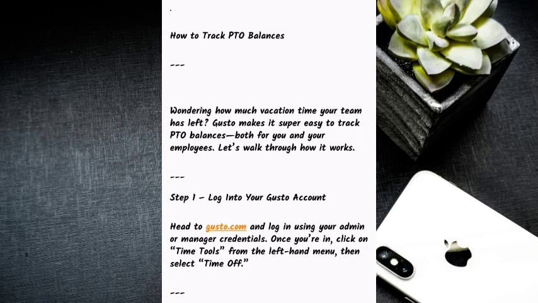Step 1, log into your Gusto account. Now head to gusto.com and log in using your admin or manager credentials. Once you're in, you want to click the time tools from the left-hand menu and then select time off.